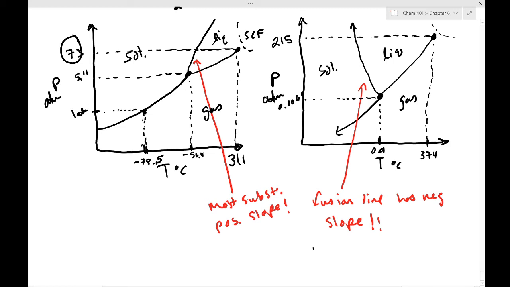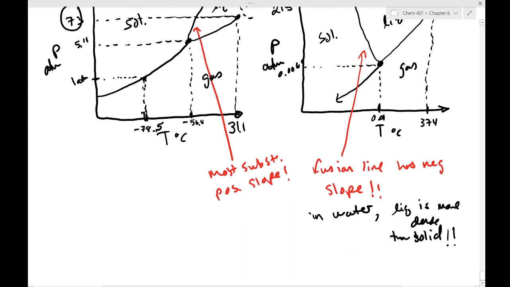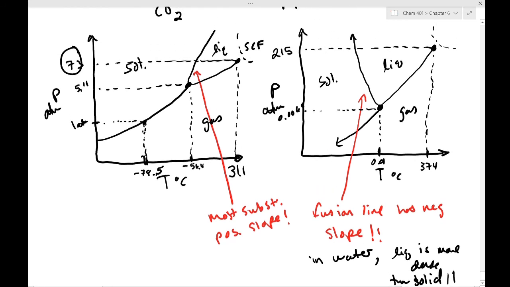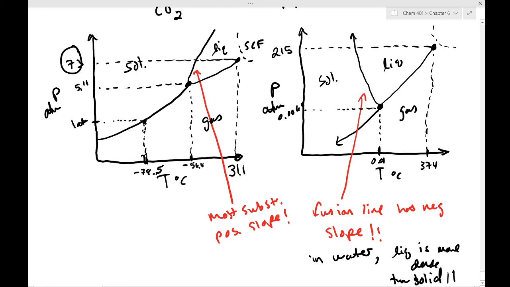But in water, and a few other things, for example bismuth, the liquid phase is more dense than the solid. This is not true for most things. Usually the liquid is less dense than the solid, but in the case of water and bismuth, the liquid is more dense than the solid. And so as the pressure increases, liquid becomes more and more favored at high pressures. So that's a weird thing about water.